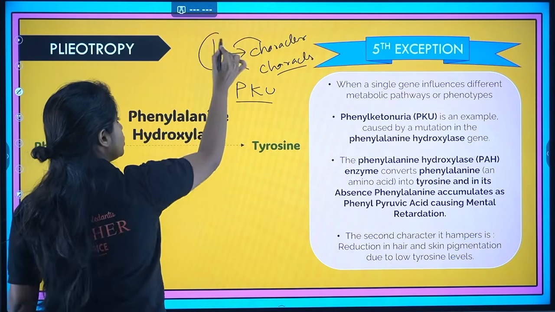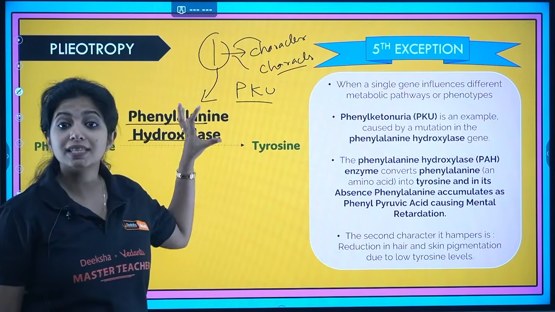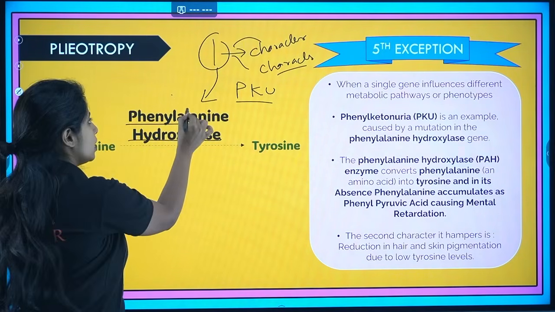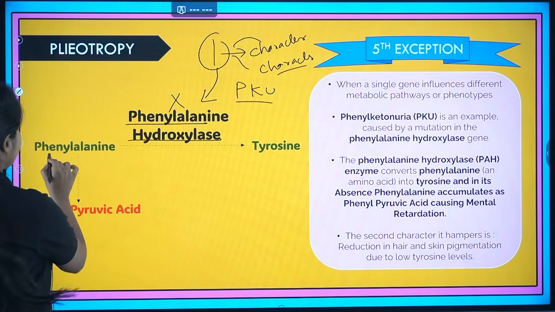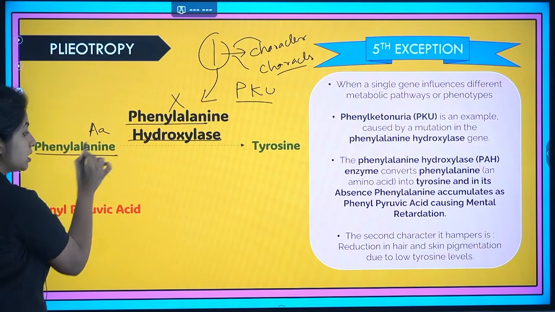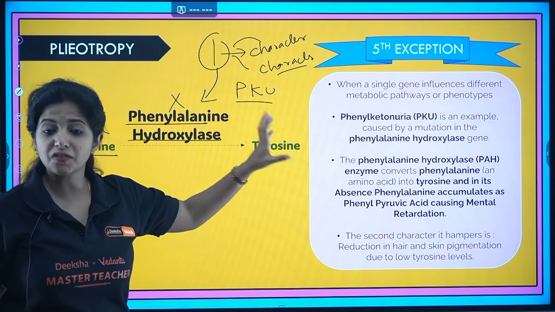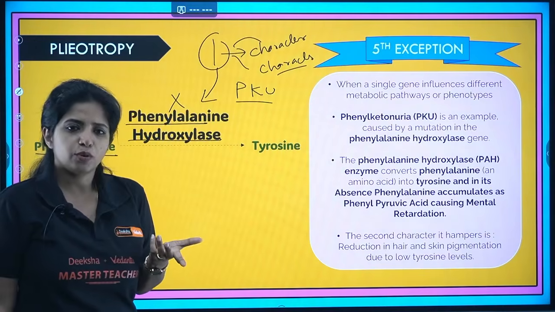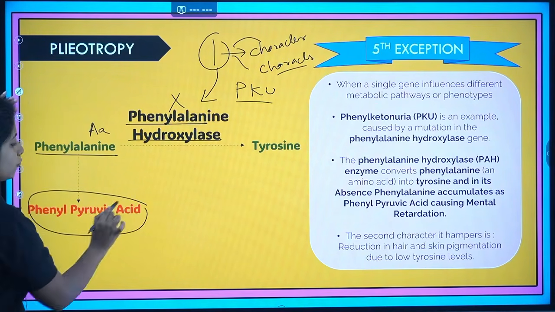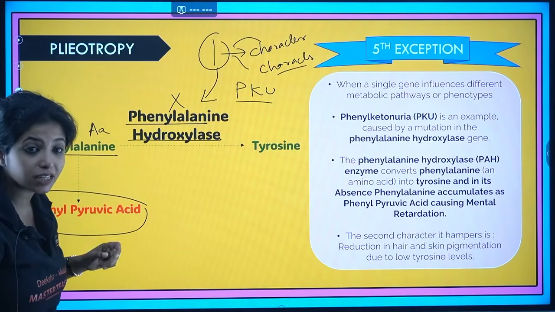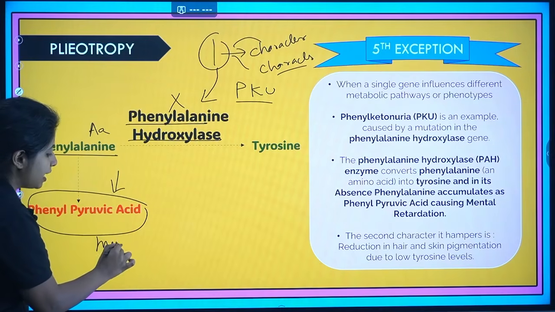There is a gene that codes for a very important enzyme, that is phenylalanine hydroxylase. This gene is getting mutated. That means this enzyme is not going to be produced. If this enzyme is not produced, what is going to happen? The phenylalanine, which is an amino acid in our body, is not going to convert into tyrosine. So what is going to happen? If this conversion does not happen, the phenylalanine accumulates in the body in the form of phenylpyruvic acid. What acid? Phenylpyruvic acid. And this phenylpyruvic acid accumulation can lead to what?